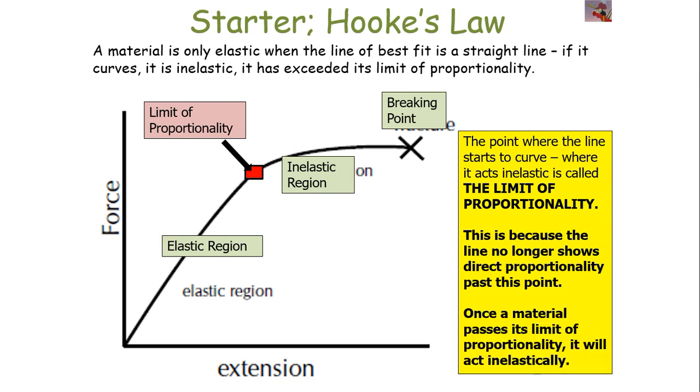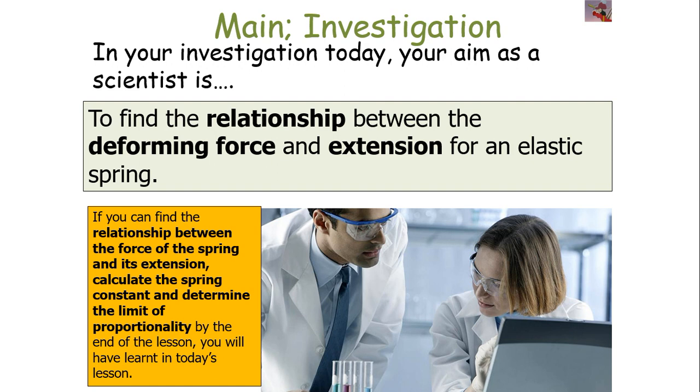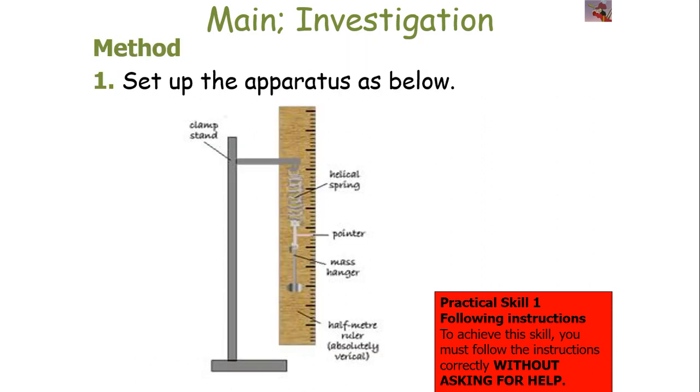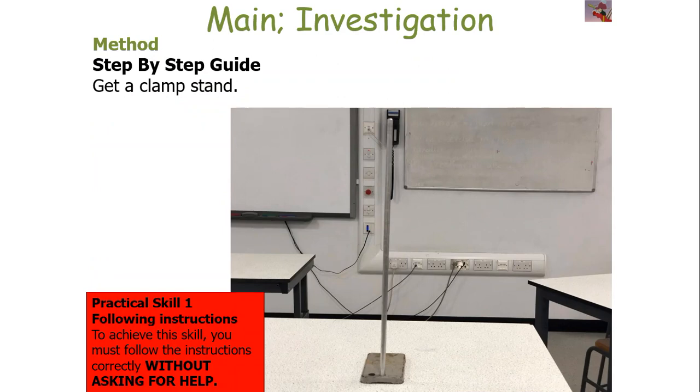So, your required practical is trying to prove the relationship between the deforming force and the extension for an elastic spring. Now, what do you need to have for this particular practical? You need a clamp stand, a clamp, a ruler, a boss, a spring, a G-clamp, a pointer, and ten 1 newton weights. So you'll set up the apparatus as follows.